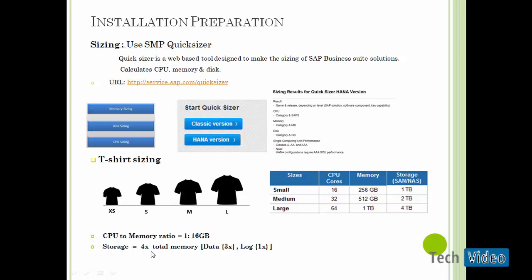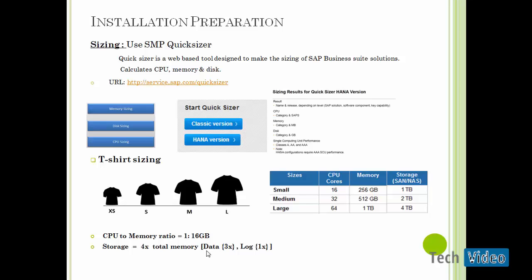And coming to storage, storage is where the data and the log areas are stored. That should be 4 times the total memory required. By total memory we mean the amount of productive data of the solution to be kept. So it is 4 times. Of these 4 times, the division goes like this: for the data area it is 3x and for the log area it is 1x.